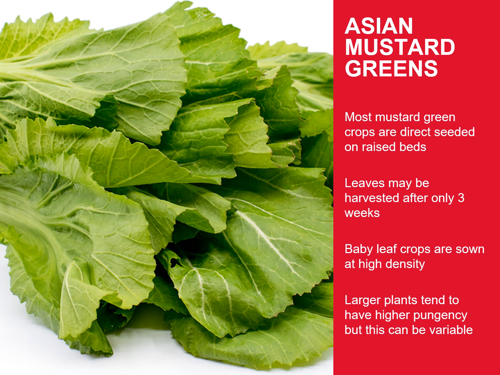Most mustard green crops are direct seeded and grown on raised beds. Leaves may be ready after only 3 weeks of growth, so quite fast growing. Baby leaf crops are typically sown in very high densities and can be harvested multiple times. The larger plants tend to have a higher pungency and mustard flavour, but the flavour of leaves is quite variable depending on ambient environmental conditions and also soil type.